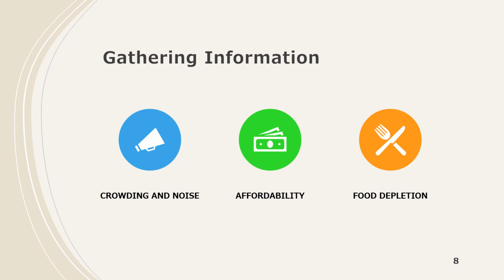Building on our acquired knowledge, we collected specific data to guide our ideation. The first one is crowding and noise. We recorded peak times and noise levels to quantify the problem. The second one is affordability. We analyzed the pricing of current cafeteria offerings to identify cost related issues. And the last one is food depletion. We tracked when food items typically run out. This detailed information allowed us to ground our ideas in real world data, ensuring they address actual issues.